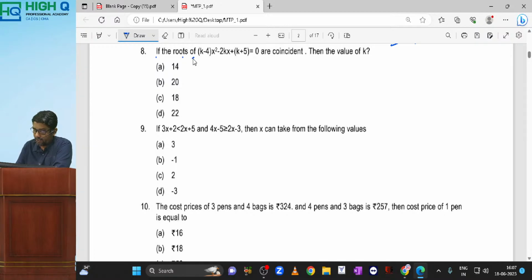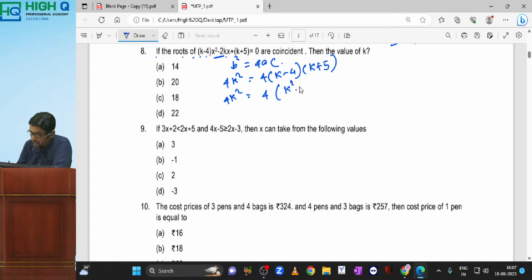If the roots of the equation k minus 4 into x square minus 2kx plus k plus 5 equal to 0 are coincident, that means the roots are equal. So that is b square equal to 4ac. What is b square? Sir, b is nothing but minus 2k. So it is 4k square, 4ac. Now 4k square equal to 4 into k square plus k minus 20. 4 and 4 get cancelled, k square also will get cancelled. I'll get k is equal to 20. Direct answer, my dear. K is equal to 20. Next.